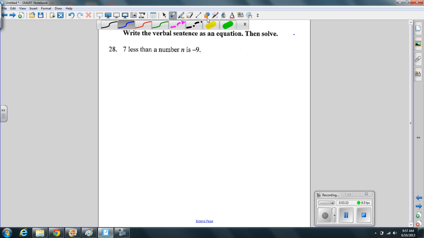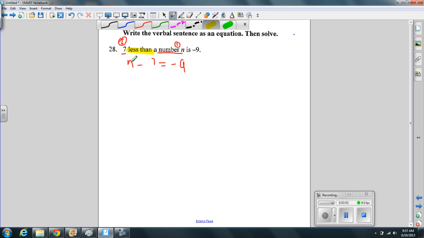28, we're going to write a verbal sentence and then solve. The magic word in this sentence is less than. So remember what you learned about less than. The number that comes second gets written first, and the number that comes first gets written second. So 7 less than a number. That means n minus 7 is, that means equals, negative 9.